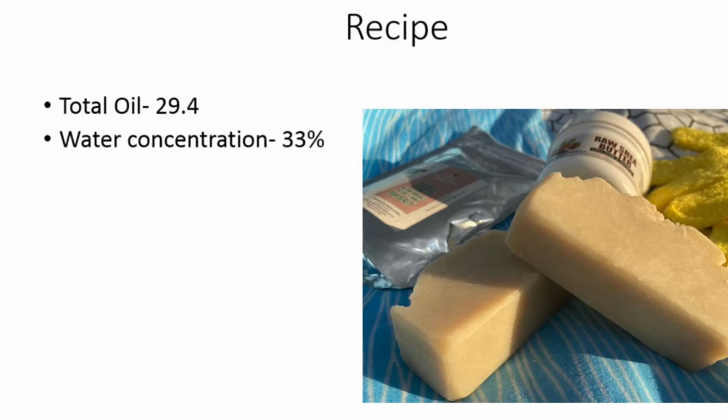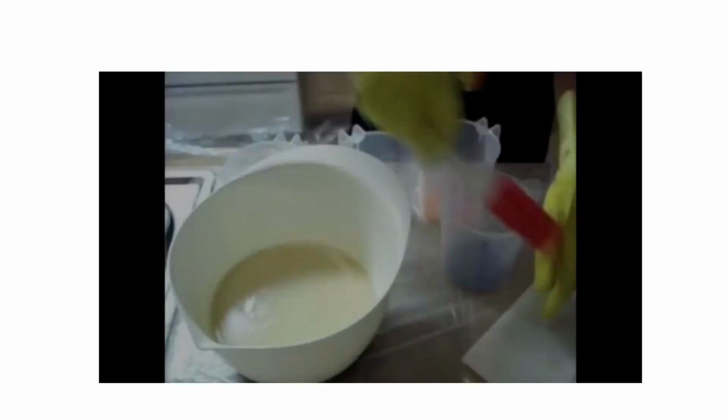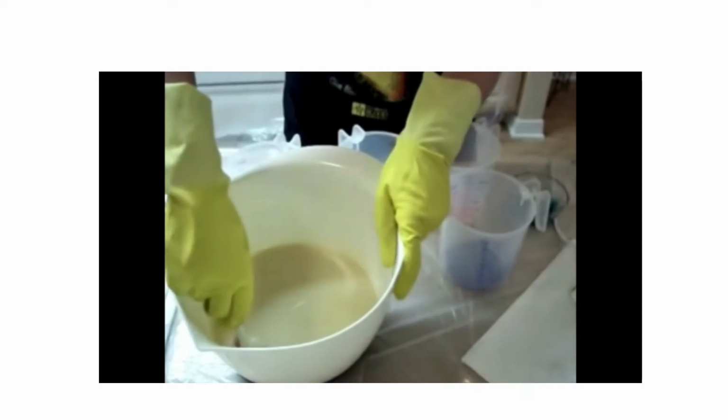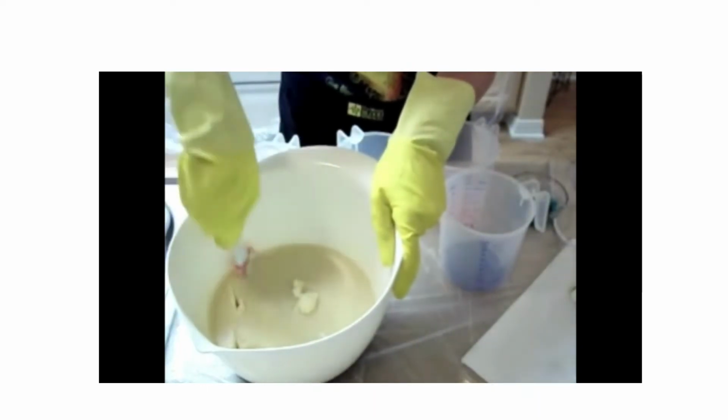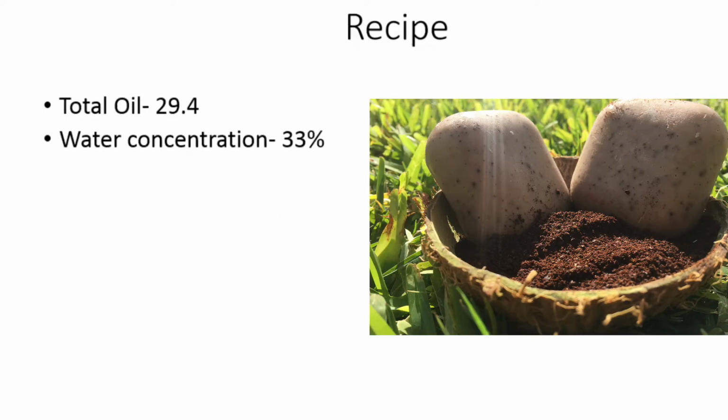I am making cold processed soap, so the water concentration is 33%. If you are a beginner, I would suggest you start at 33%, because if you go any lower than that, your soap might get hard on you very quickly before you know how to handle it and put it in the mold. So you want to start with 33%.